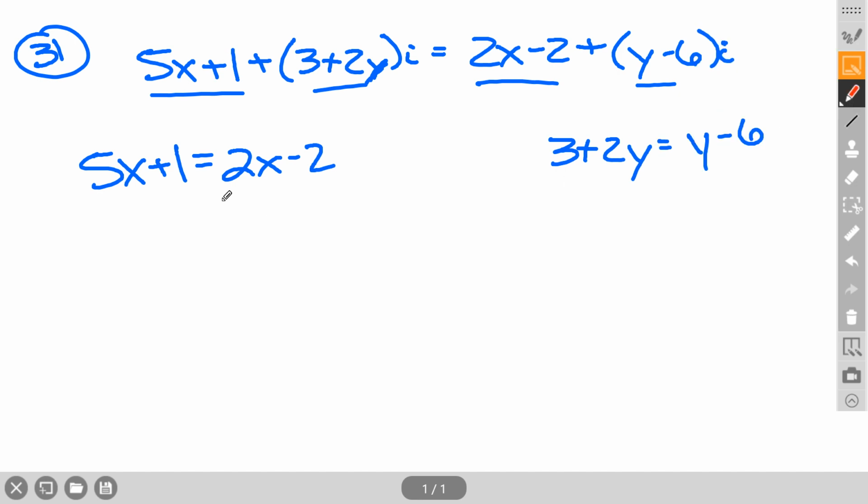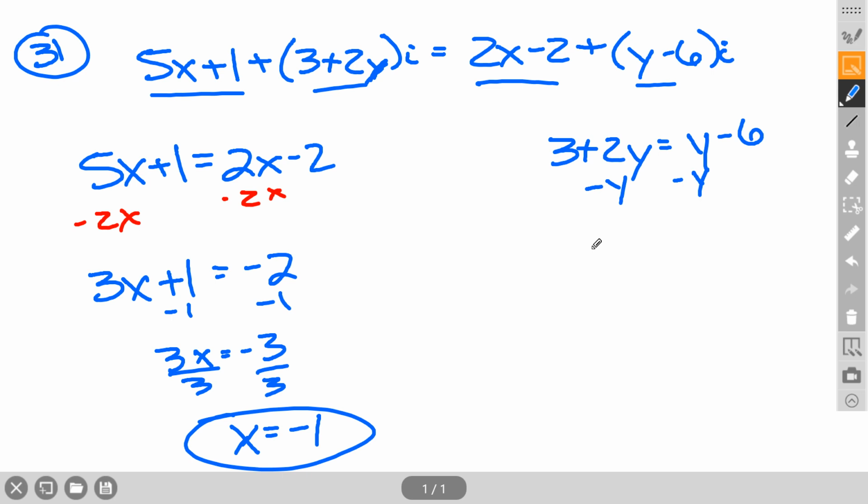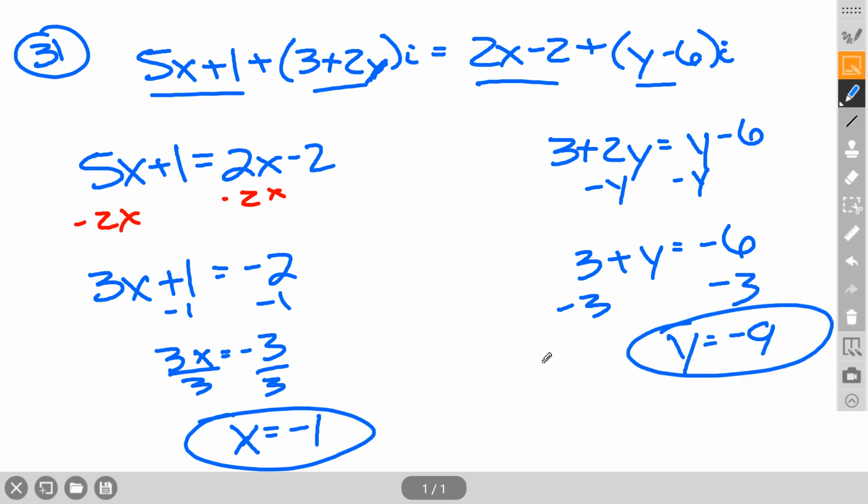So I'm going to solve these two equations. Move the x's onto the other side. So I got 3x plus 1 equals negative 2. Subtract 1. 3x equals negative 3. Divide by 3. x equals negative 1. So for the real parts to be the same, x needs to be negative 1. For the imaginary parts to be the same, subtract y. So I got 3 plus y equals negative 6. Subtract 3. So for the imaginary parts to be the same, y needs to be negative 9.